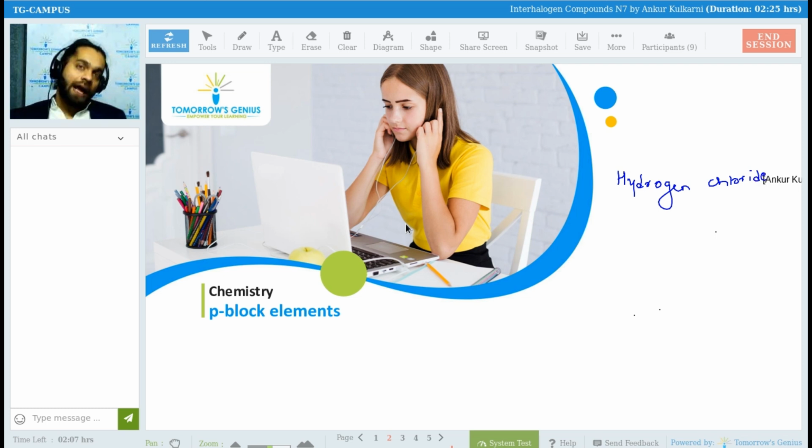Is it a strong acid? Is it a strong base? Is it a weak acid? Is it a weak base? What is it, hydrogen chloride? Okay, Sarjana says strong acid. Good. What is hydrogen chloride, everyone? Is it a strong acid, a weak acid, a strong base, or a weak base? Strong acid. Okay, strong acid.